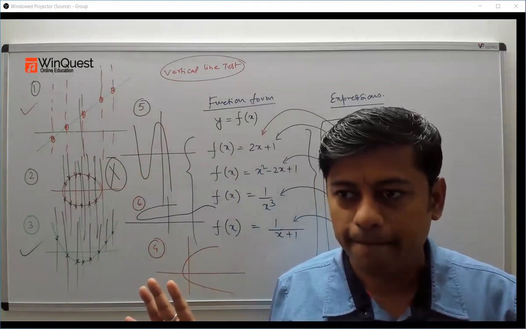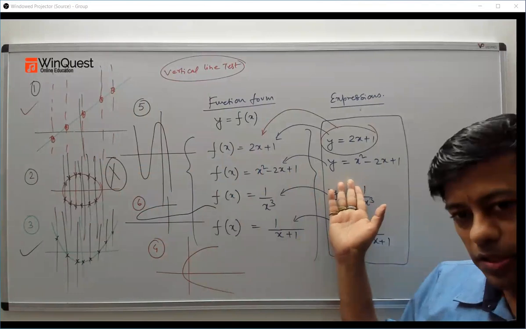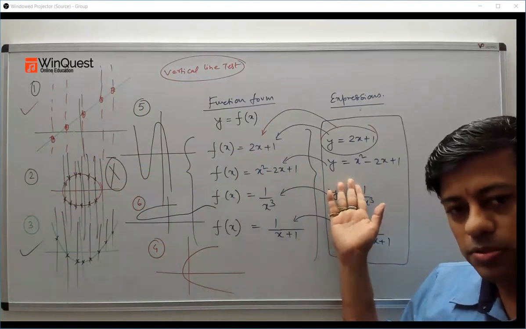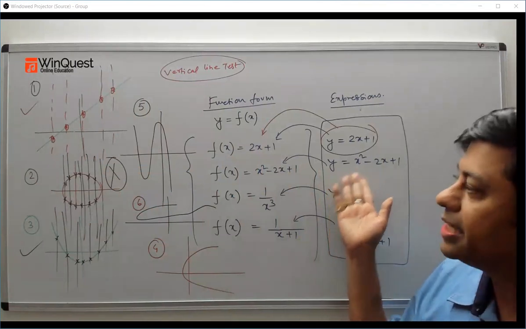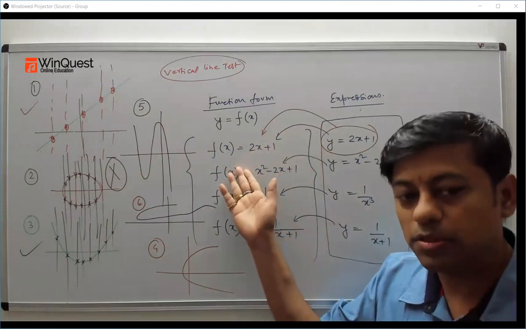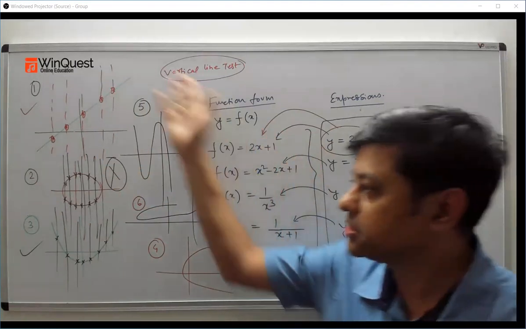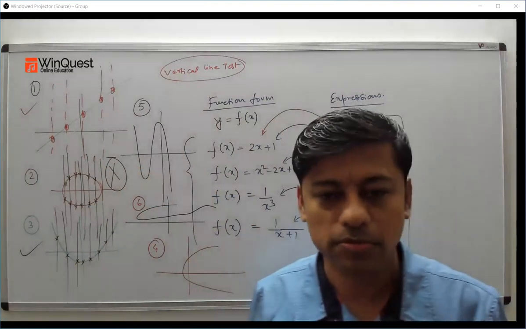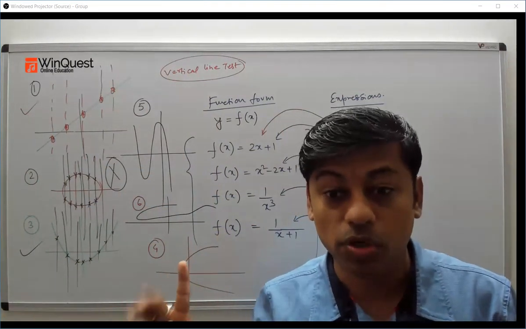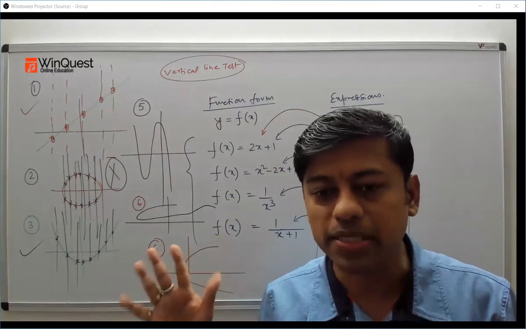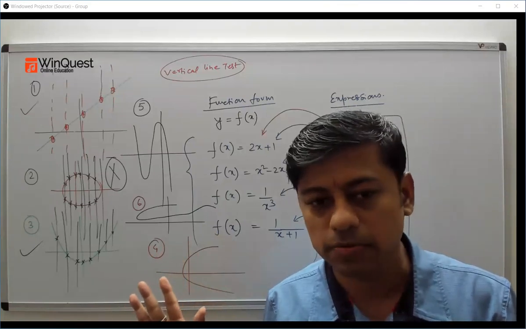Wait, can you repeat what you just said? Because mine lagged. This is a relation. It can be represented in terms of a function if it passes the vertical line test. Passes, not fails. Am I making sense? Everybody is clear here? Yes.